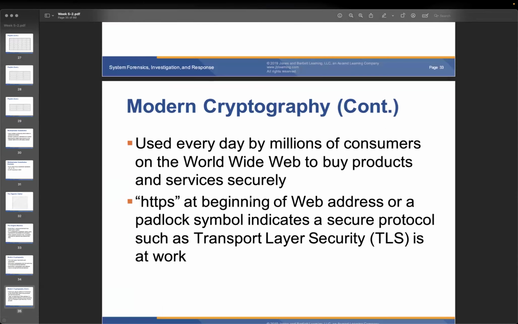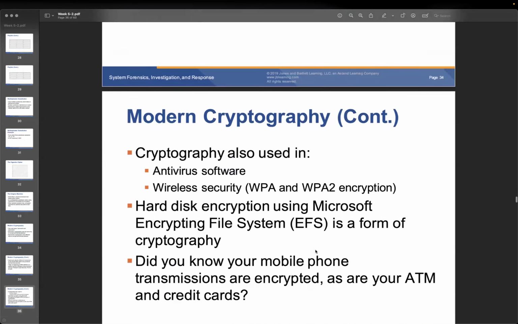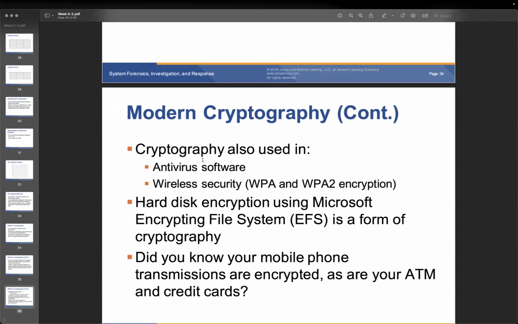We use it every day as consumers worldwide to buy products and services. If I want to know more about IoT and smart things, usage has increased a lot. Right now with HTTPS, we deal with the web address or the padlock symbol to indicate the secure protocol. You're using Transport Layer Security, TLS. Sometimes you see TLS/SSL, which is the complete name.